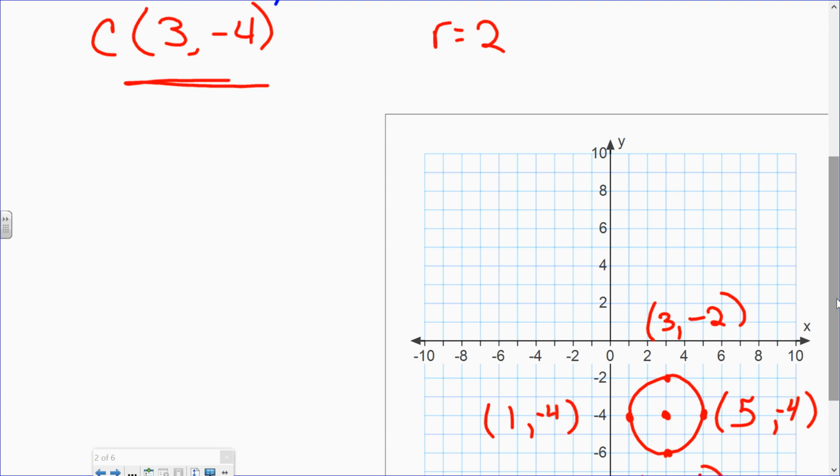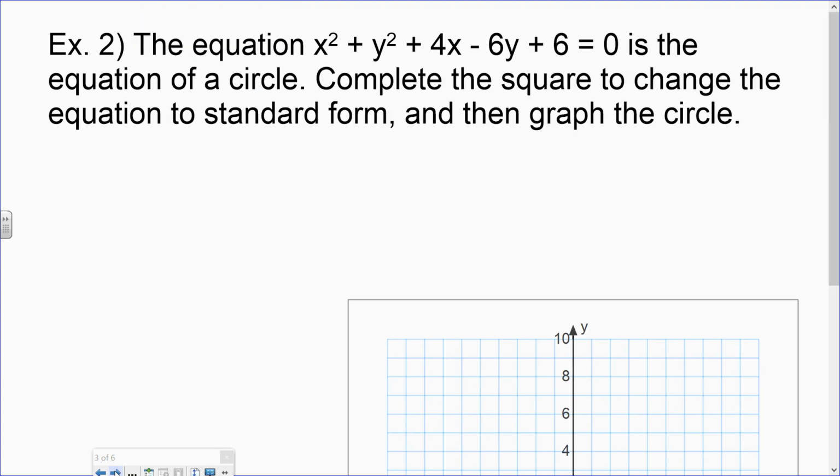Okay, let's do 2 more of these. A couple of little different twists on some of these. So we can't look at that, it's in general form, so we need to convert it to standard form so we can see what the center is. So we began by getting the x's together again.